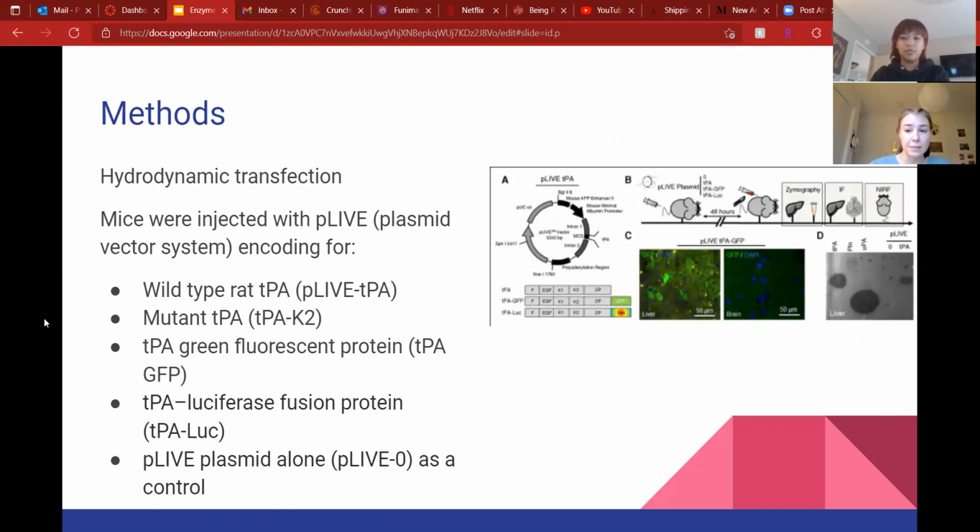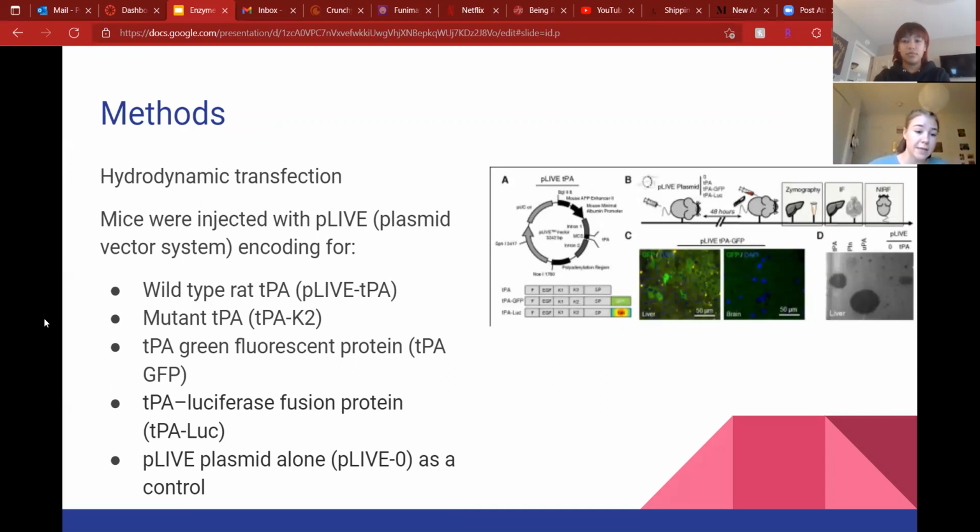So the methods of this experiment: the researchers used mice, and the mice were hydrodynamically transfected with pLIVE, which is a plasmid vector system. And the plasmids they injected these mice with encoded for wild type rat tPA, which is a plasminogen activator. And plasminogen, like Peyton said, is involved in the breakdown of blood clots, and it's found in the endothelial cells that line blood vessels. And as an enzyme, it catalyzes the conversion of plasminogen to plasmin, which is responsible for blood clot breakdown.